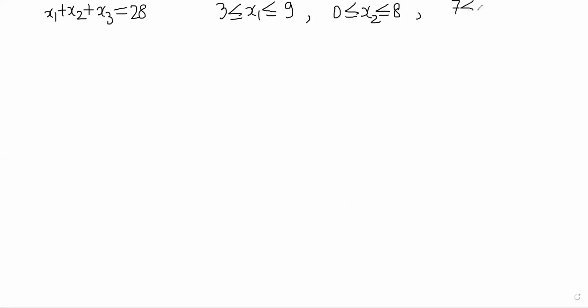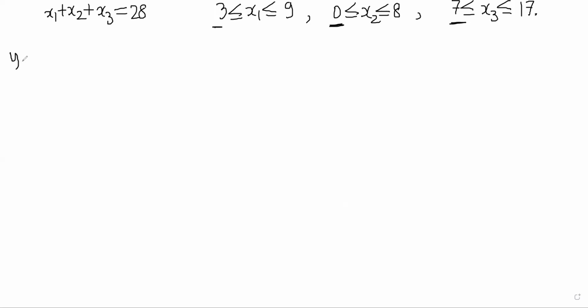The question was x1 plus x2 plus x3 is equal to 28, and we had some conditions. 3 is less than or equal to x1 is less than or equal to 9. Then we had 0 is less than or equal to x2 is less than or equal to 8. And finally, 7 is less than or equal to x3 is less than or equal to 17. Now, the first thing I will say here is I don't want this double inequality where both sides are given. So when you have an inequality like this, a lower bound for the variable, it is very easy to transform that equation so that that lower bound is no longer there.